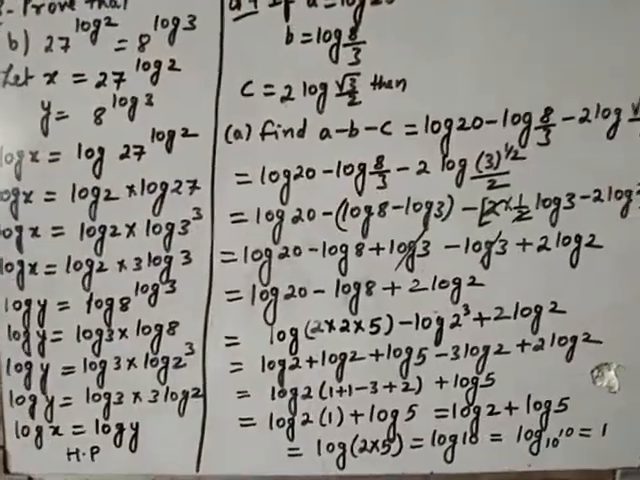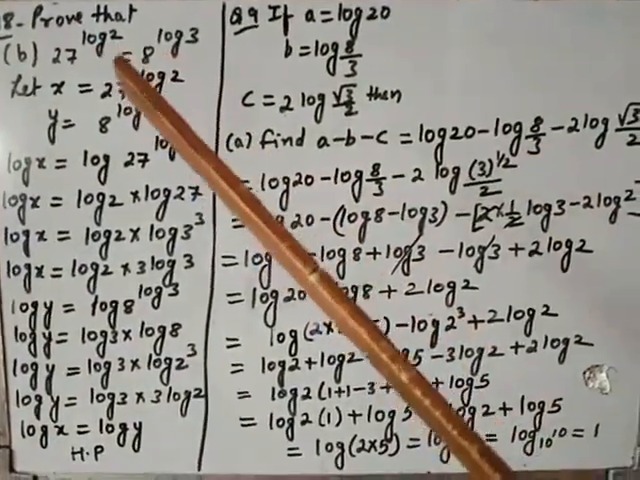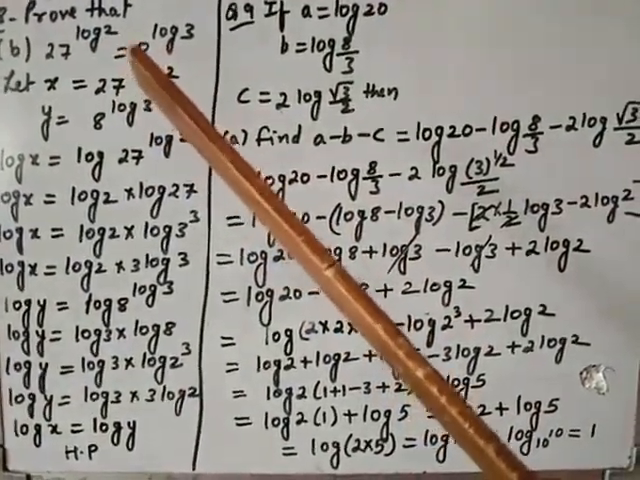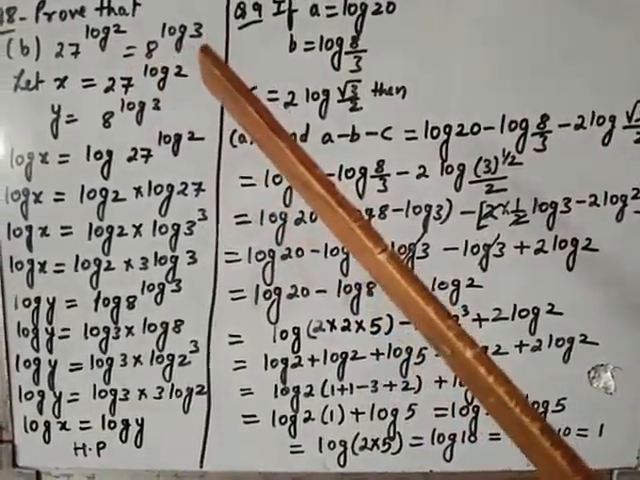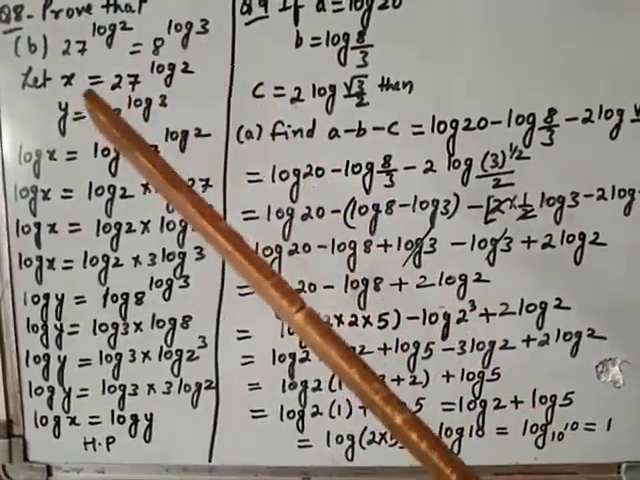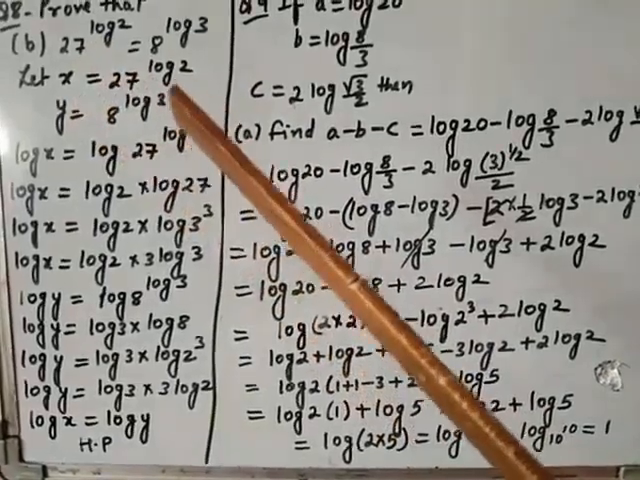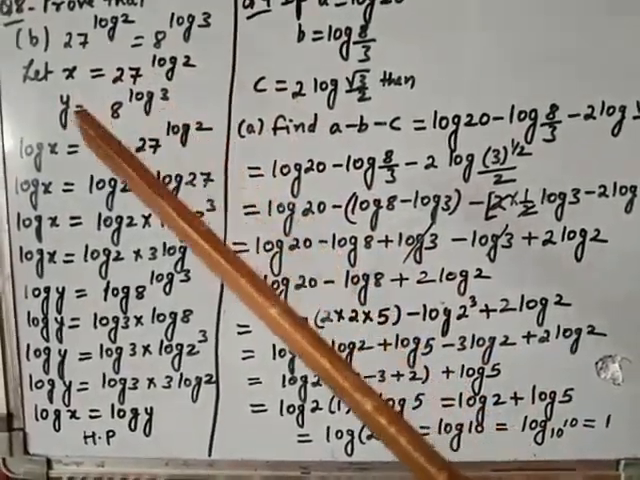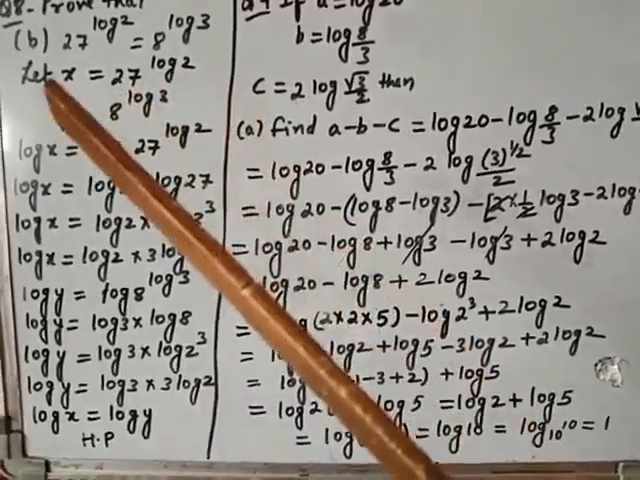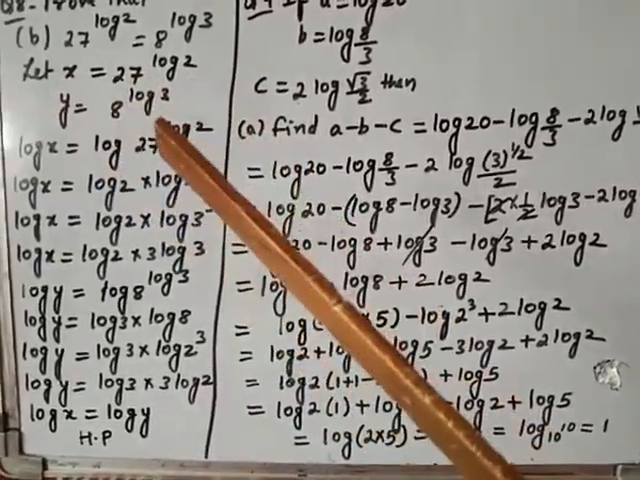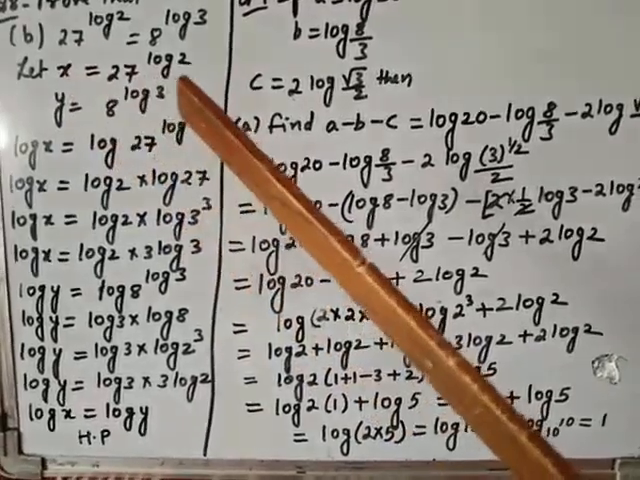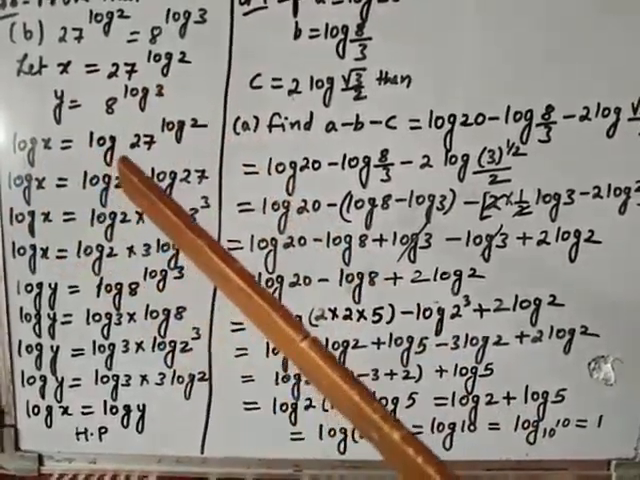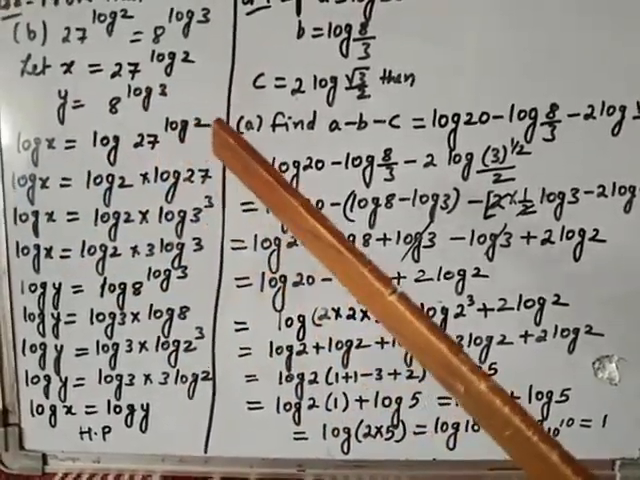Now we see the next question. Question number 8. Prove that 27 raised to power log 2 equals 8 raised to power log 3. We assume let x equal to 27 raised to power log 2 and y equal to 8 raised to power log 3. First we solve the x equation and then the y equation. We take log on both sides of the x equation. Log x equals log 27 raised to power log 2.